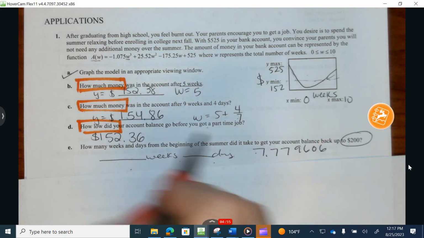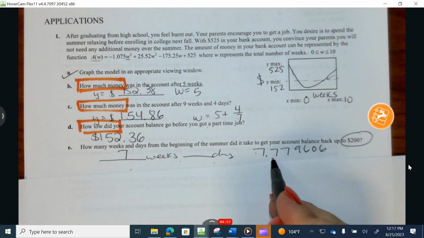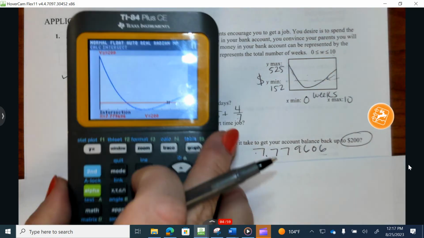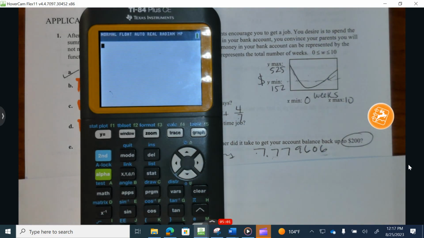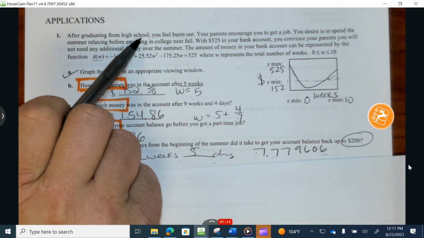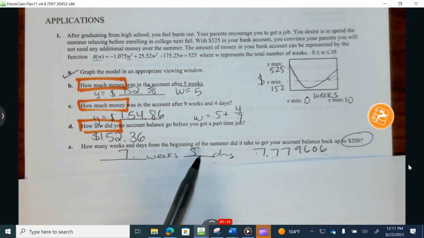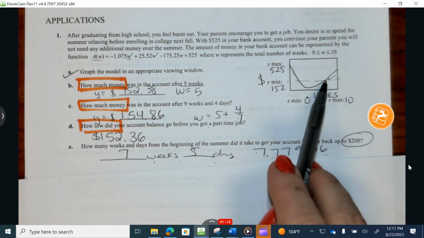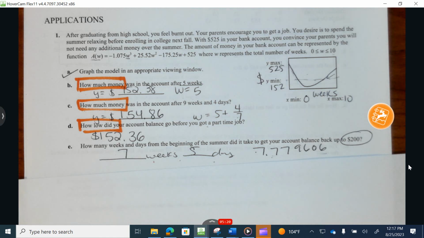What does this mean? It's going to be 7 weeks, and then I'm going to take this amount, so it's a little bit more than 7 weeks, and I'm going to change it into days. How do I do that? Well, how many days are there in a week? 7, and then I'll round to the nearest whole number, 5. So we can assume that at the start of the summer, 7 weeks and 5 days later, you are now back up to $200 in your bank account.